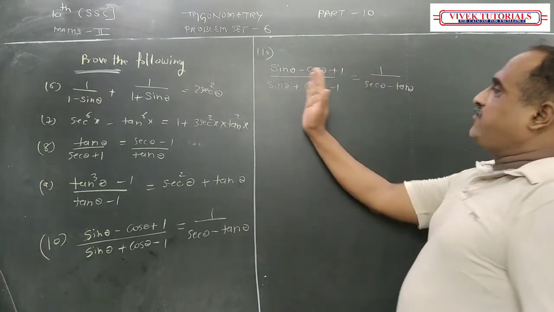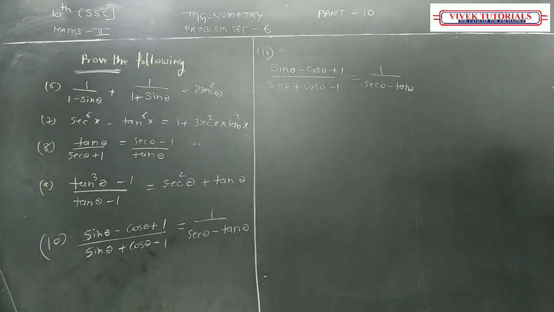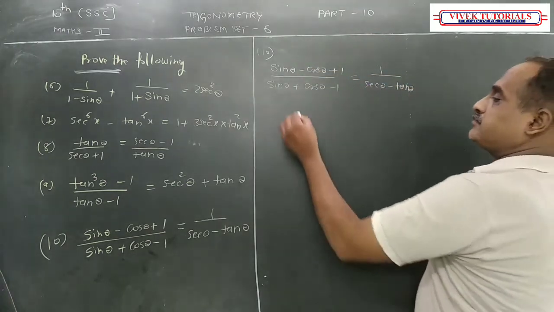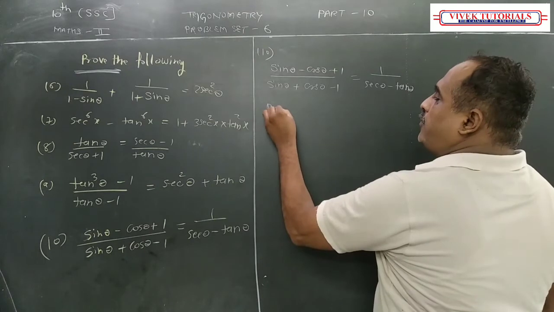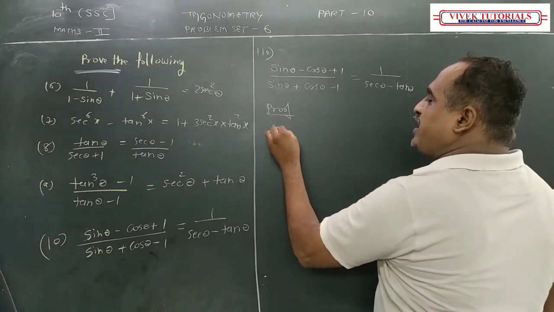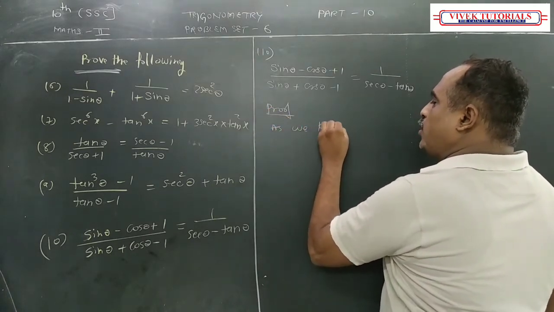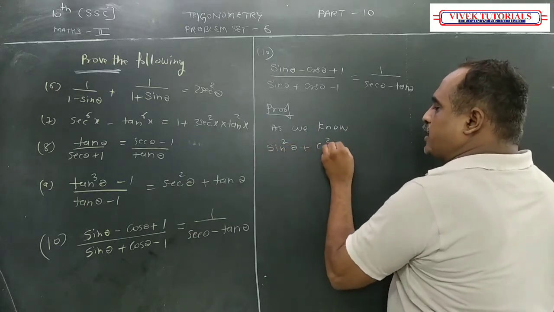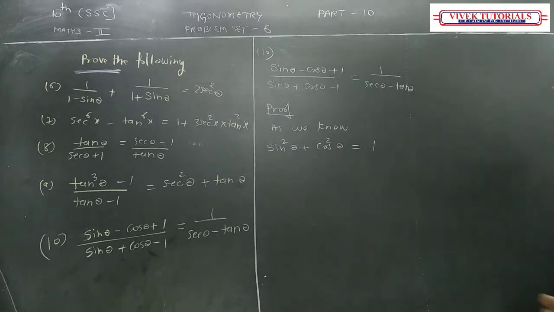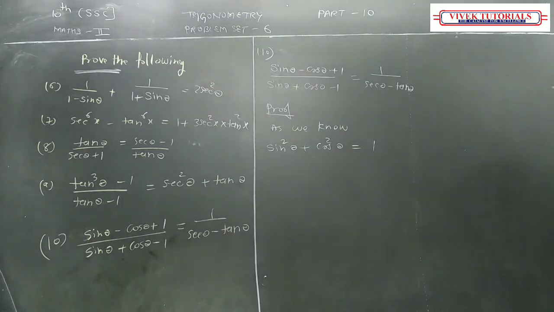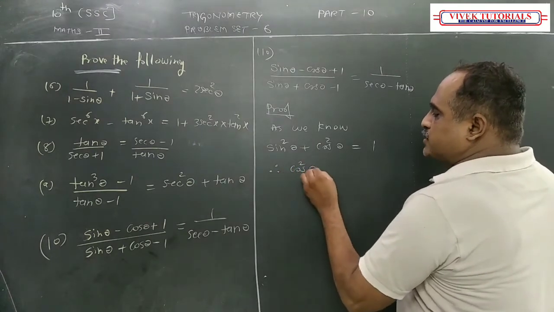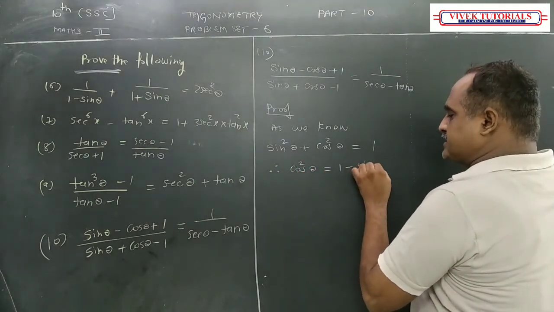Now we are going to take the left hand side and solve it. Right now we only have to prove this part. So how do we do it? Proof. As we know the formula, sin square theta plus cos square theta is equal to 1. Therefore, cos square theta will be 1 minus sin square theta.